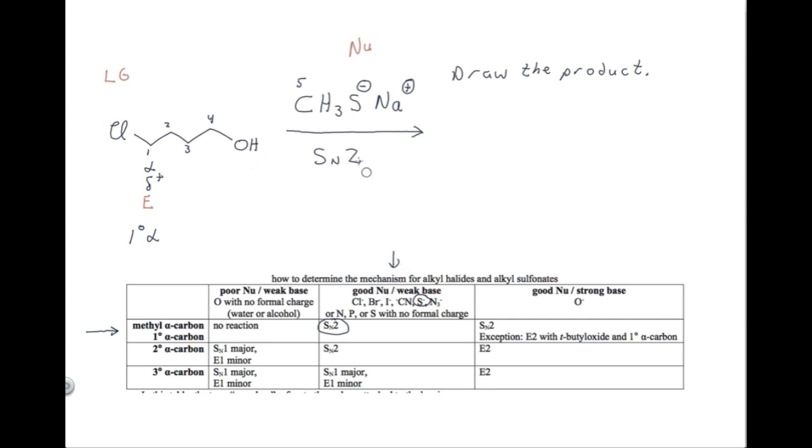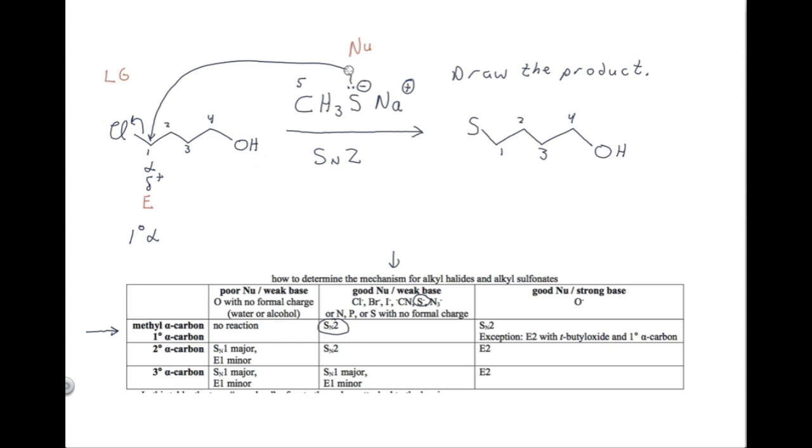Okay, so now we can draw our mechanism. The arrows will go from the nucleophile to the alpha carbon. So now we draw the product. This arrow tells us to draw a bond between the sulfur and carbon 1.